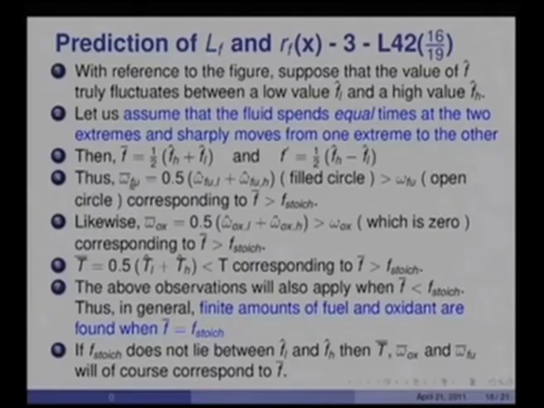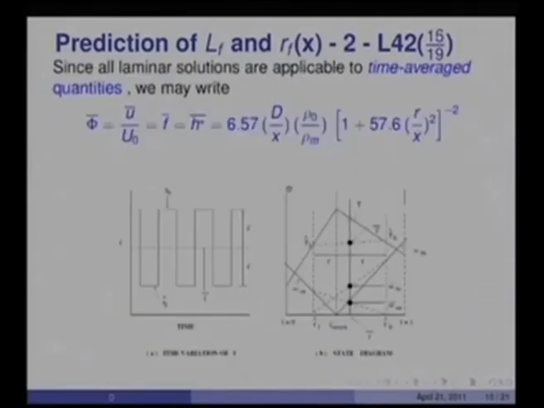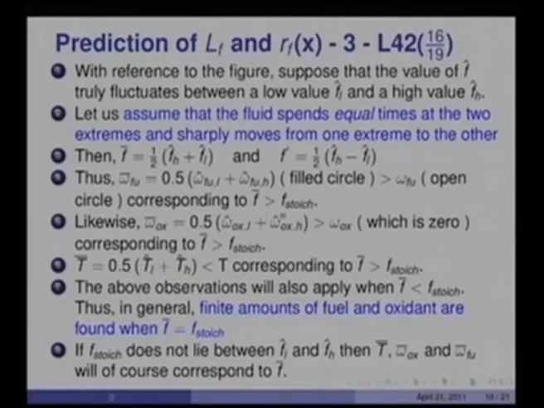So, thus omega Fu bar would be 0.5 times the instantaneous values of omega Fu at the low and high mass fractions of fuel, shown by the filled circle. You can see this value shown by the filled circle here would be greater than omega Fu, which is the value corresponding to the local value, whereas the time average value is shown by the filled value, and it is greater, corresponding to f bar greater than f stoic.